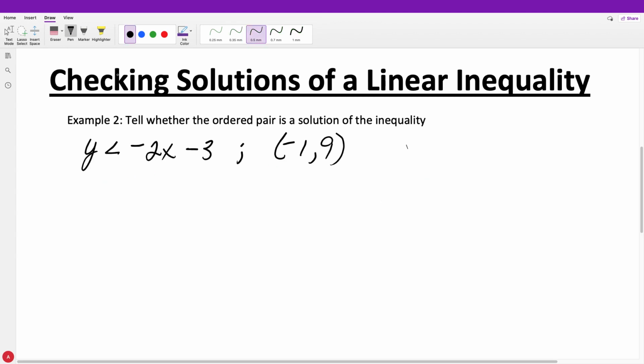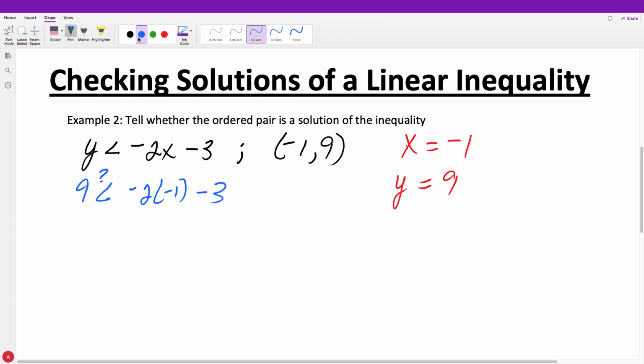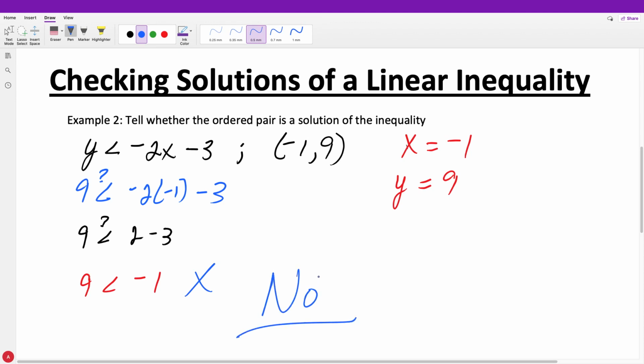All right, so now for the second example, same thing. We're given an inequality of y is less than negative 2x minus 3, and we're just asked, is negative 1 and 9 a solution to this? So what we need to do then is say, well, x is equal to negative 1 and y is equal to 9. Then we're going to substitute it in. So is 9 less than negative 2 times negative 1 minus 3? Well, negative 2 times negative 1 is 2. So is 9 less than 2 minus 3? Well, 2 minus 3 is negative 1. And 9 is not less than negative 1. So this is not a true statement. It's false, so it doesn't satisfy it. So no, it is not a solution.